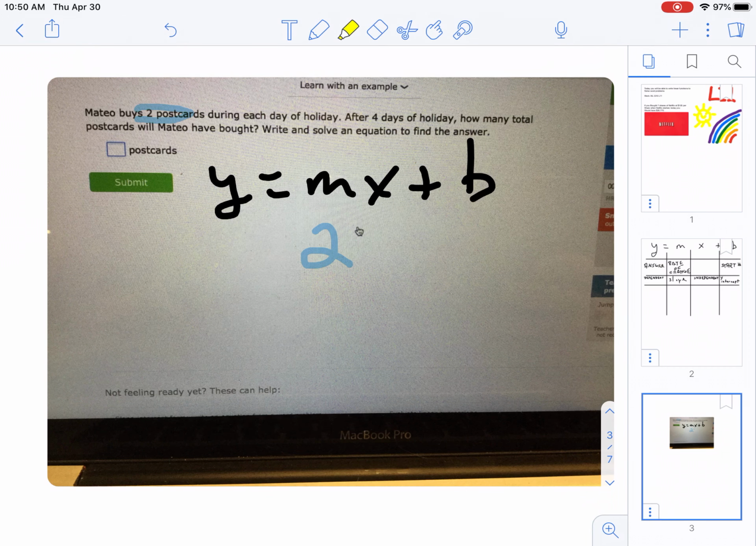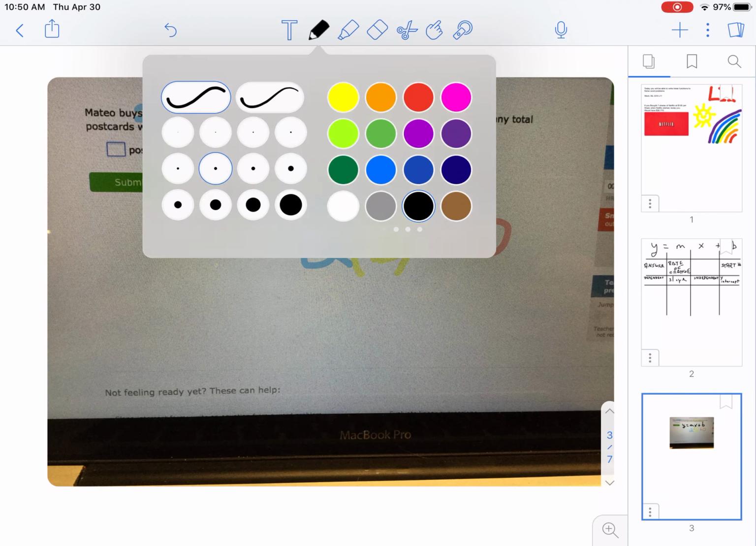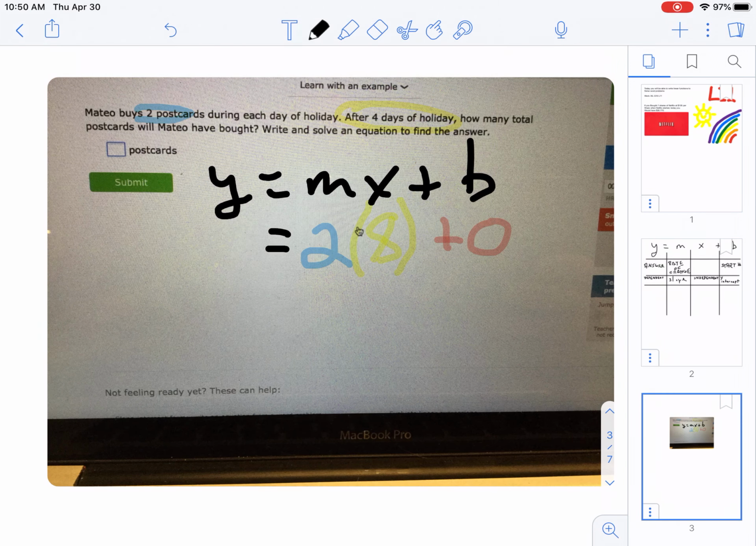Then in the question it says after 4 days of holidays. Now they could have picked any number of days. They could have said after 2 days of holidays, after 8 days of holidays, but they picked 4. So that's the independent variable. And then there's no starting value here because it doesn't say Mateo had any starting postcards when he started. So you could say that the starting value is 0. And what we want to find here is just the answer. So 2 times 8 is 16, and that's where we put our answer.